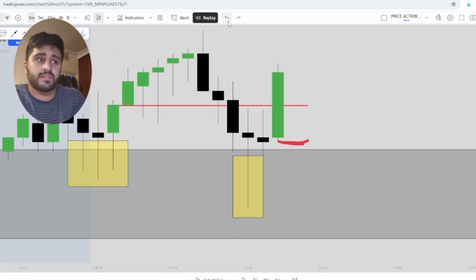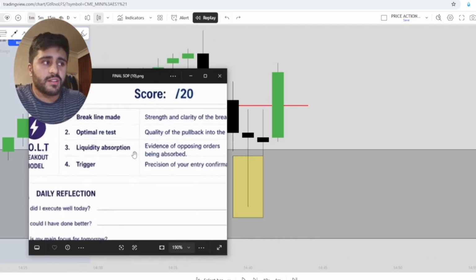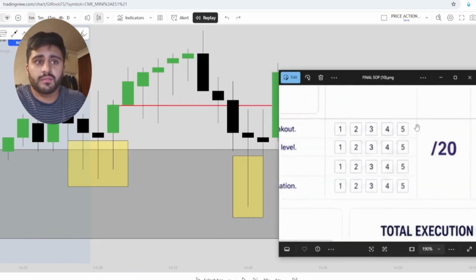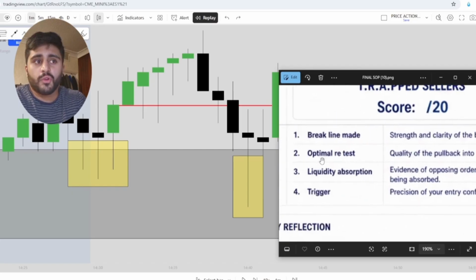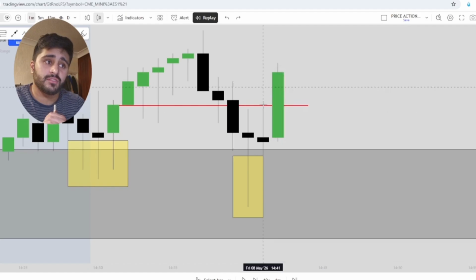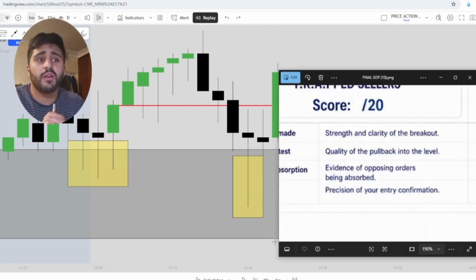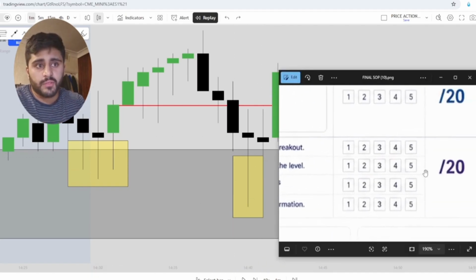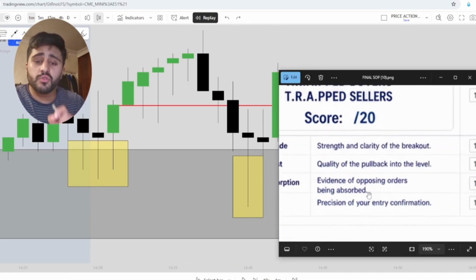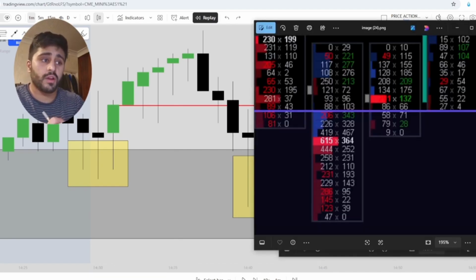I want you to invest into the Bolt breakout blueprint. And I even have an SOP checklist on this. So break line, for me that would be 5 out of 5. Optimal retest, quality of pullback, at least 2 candles, at least 50% into the zone. Yes, so I would label that as 5, right here. Next thing is liquidity absorption. Evidence of opposing orders being absorbed. That is a very clean example. Tons of aggressive selling, no reward.